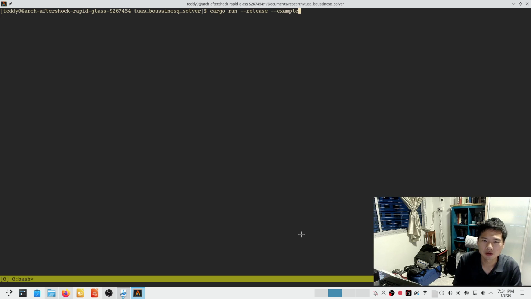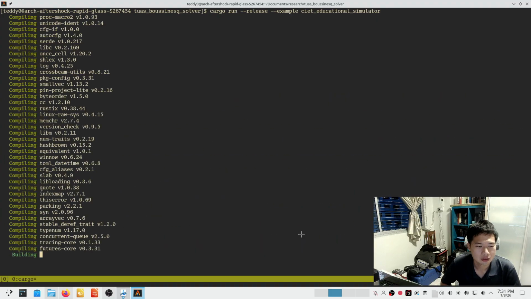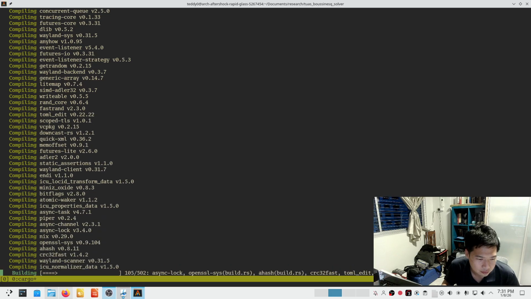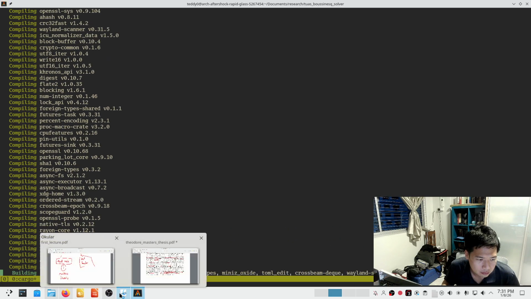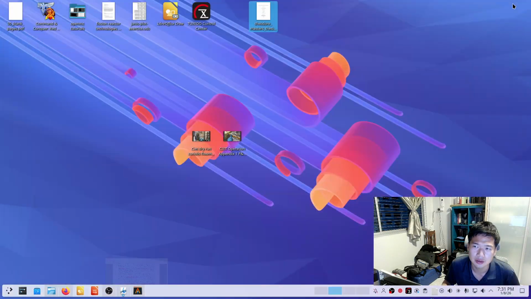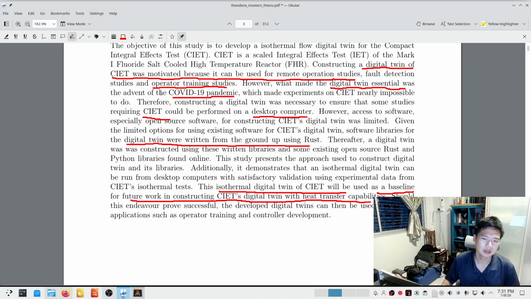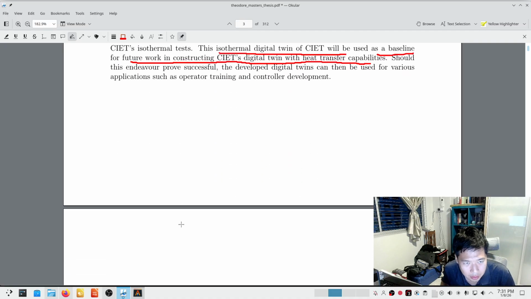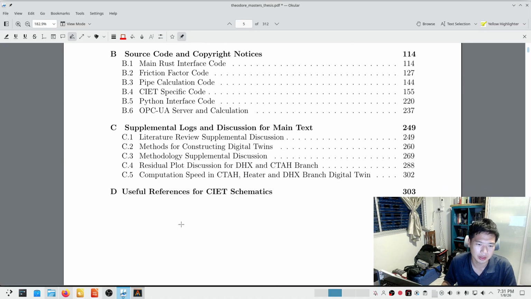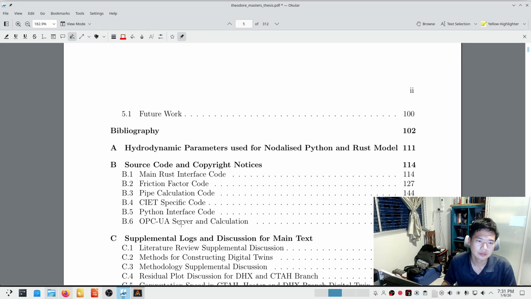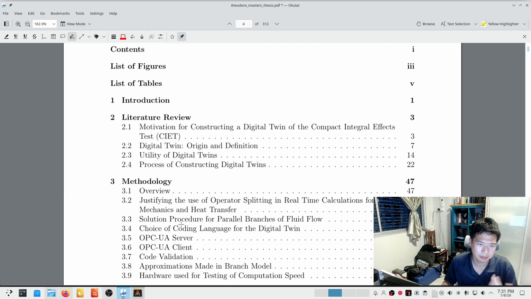So, example, CIET educational simulator. I'll let it compile in the background. Okay, actually, do I have... oops, I don't have it. I'll let this thing compile, but I'll show you what the digital twin is like when it's done.